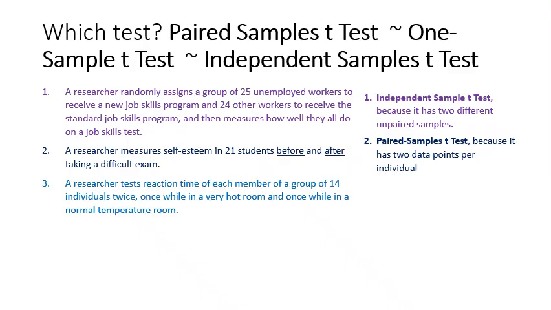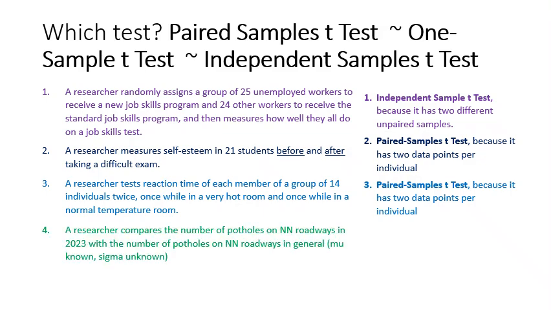Number 3: a researcher tests reaction time of each member of a group of 14 individuals twice, once while they're in a very hot room and once while they're in a normal temperature room. So here we have a sample size of 14, but we're getting 2 scores from each person, once in a hot room and once in a normal temperature room. And so once again, we have a paired samples t-test.